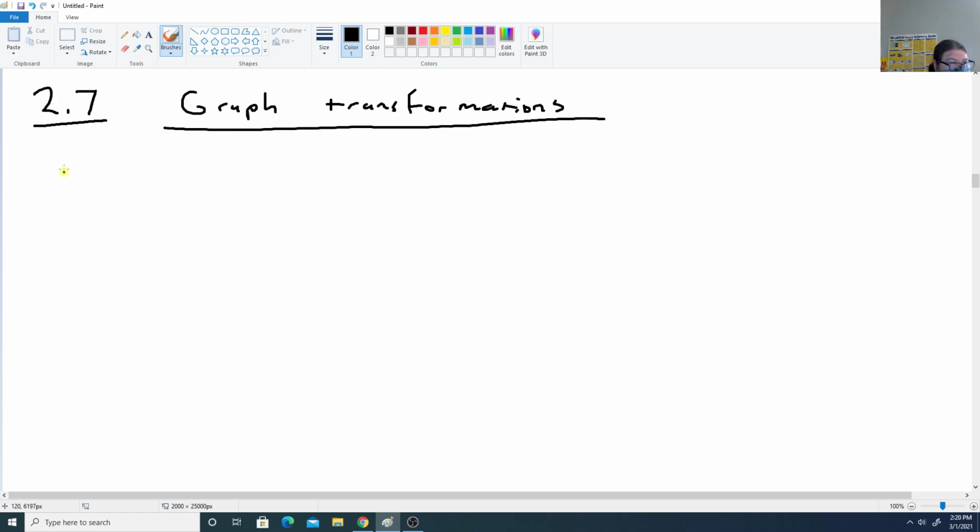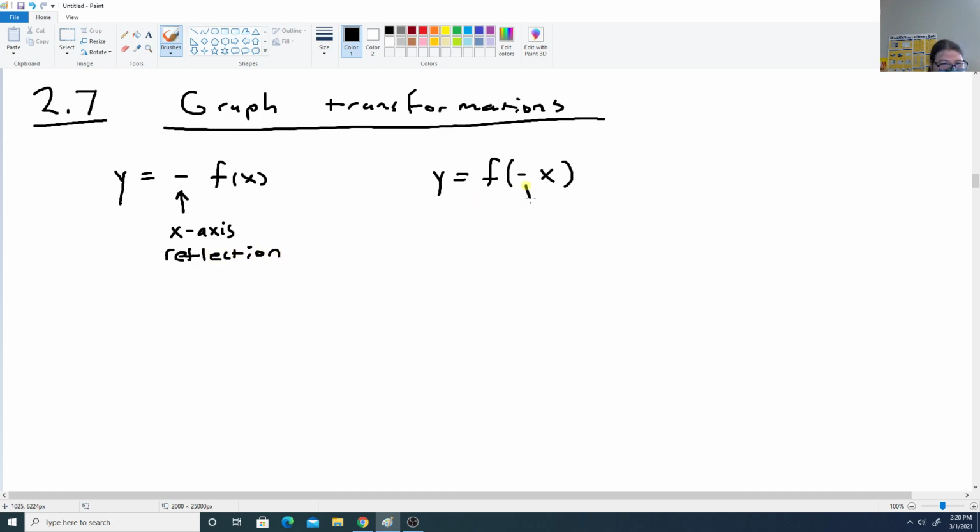So for our first notes here, suppose we had y equals negative on the outside of the function of x, or y equals the function evaluated at a negative x. If the negative is on the outside of the function, where this function would be like one of the 2.6 functions, like maybe square root of x or x squared or absolute value of x, this does what's called an x-axis reflection. If the negative is inside where the function's being evaluated, this will do a y-axis reflection.